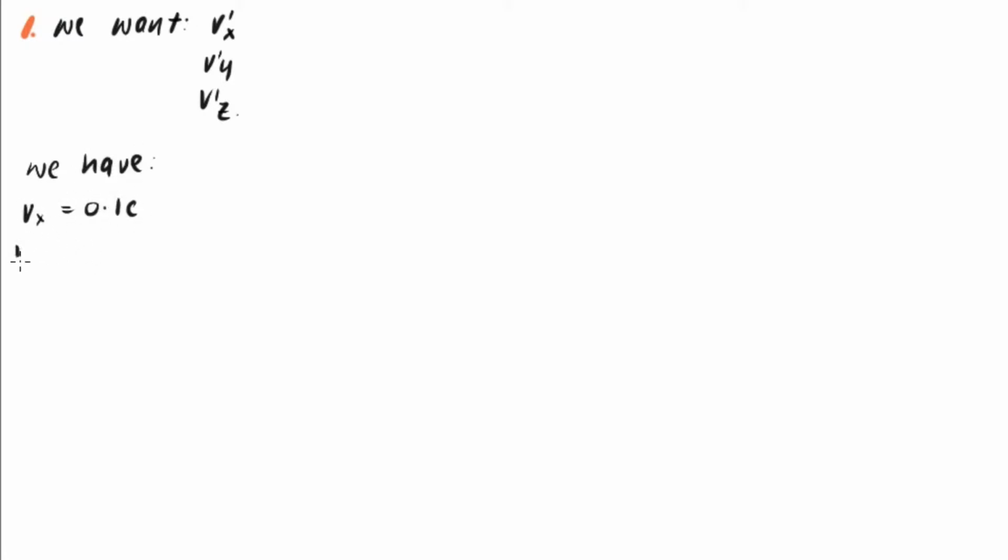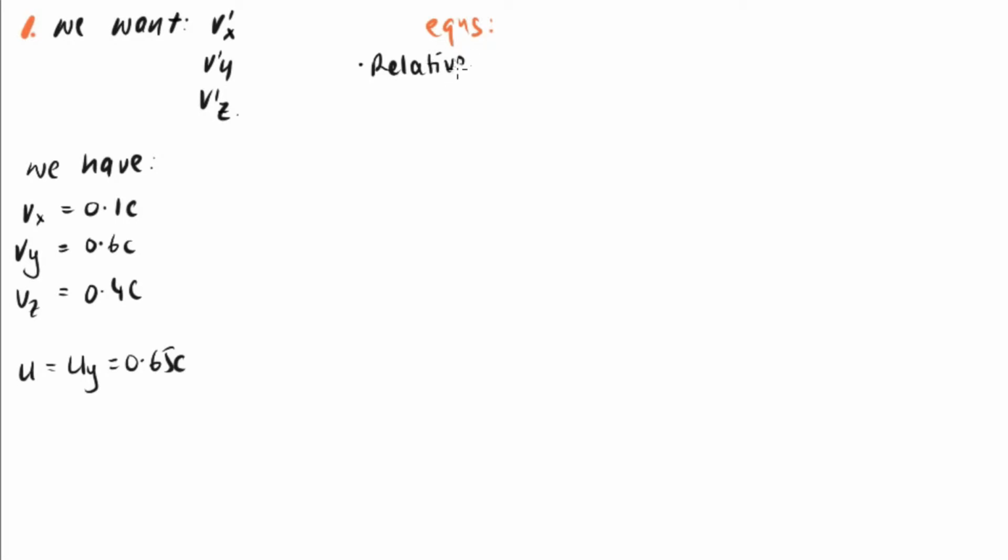So we are looking for the components of that velocity, which are Vx dash, Vy dash, and Vz dash. We also know that relative to our mechanic, our reference frame S dash is moving with a velocity of 0.65 c in the y direction. So this is slightly different to the derivation we had in the video, because in this case the relative velocity of our reference frames S and S dash is in the y direction.